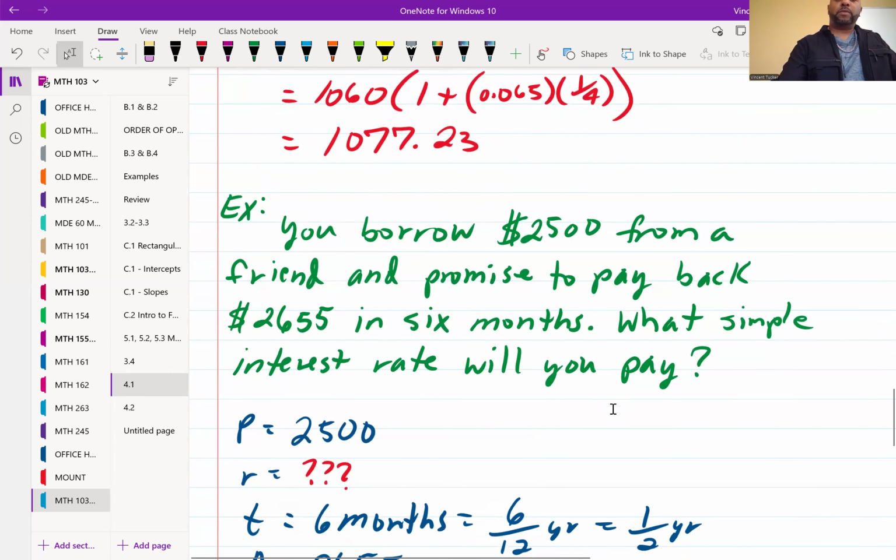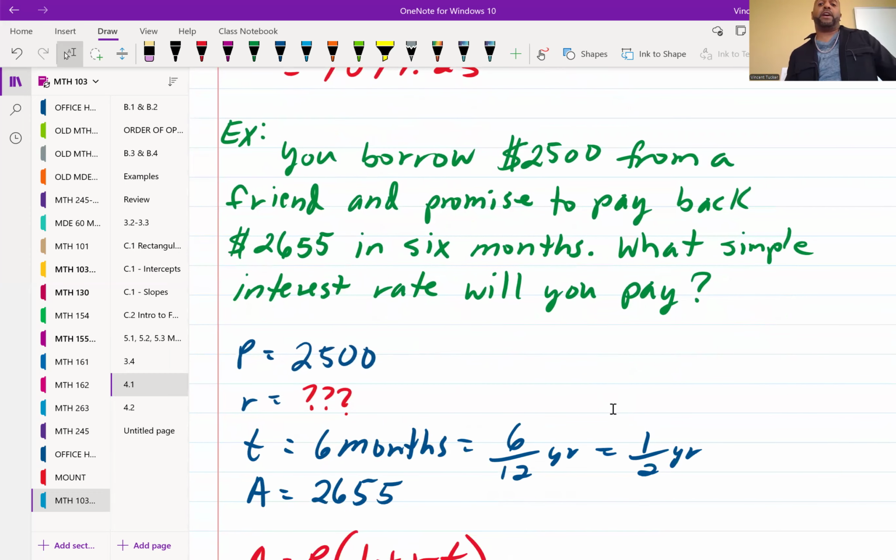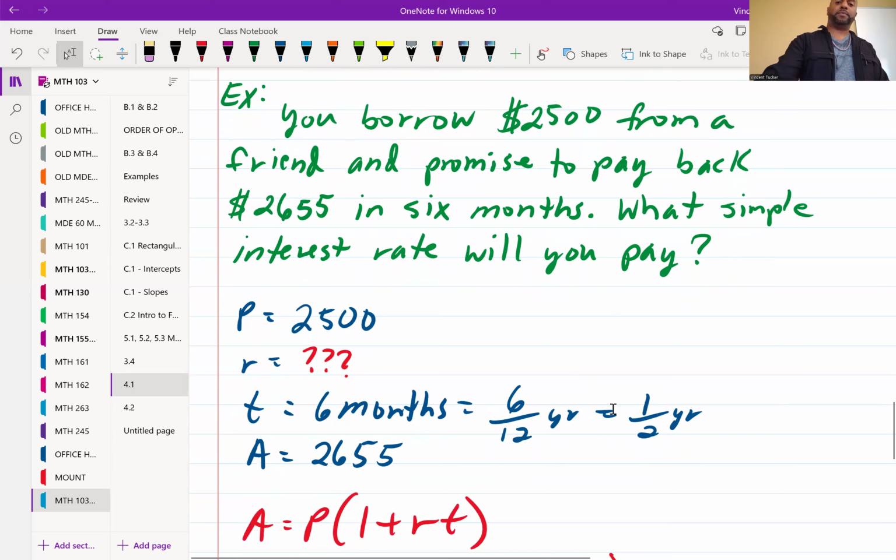All right, so let's look at the pieces of information that we have and look at what we're really trying to find in this case. They give us the initial value, the initial amount that we're borrowing is 2,500. They actually give us the future value, which is 2,655. So that's why A is given to us in this case. That's our future value, what we will pay in 6 months. And then our time, like I just mentioned, is 6 months, and to plug that into the formula, put that over 12. And that's our given information.